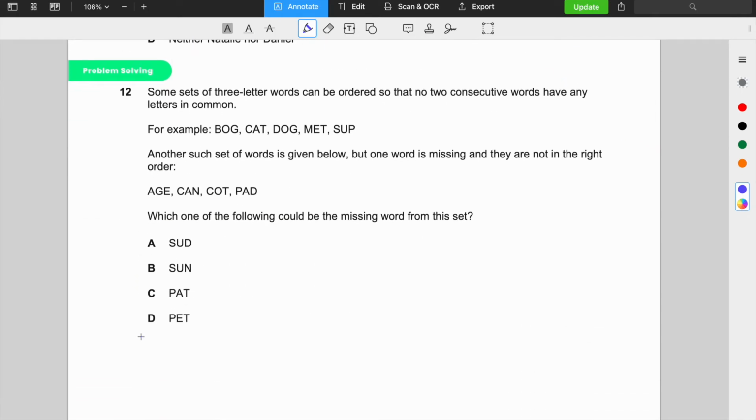We have this question. Some sets of 3-letter words can be ordered so that, and this is a problem-solving question where we have to analyze each rule, there's only one rule here, so that's pretty easy. No 2 consecutive words have any letters in common. So that means no words next to each other have common letters. Okay, so they can't have any of the same letters.